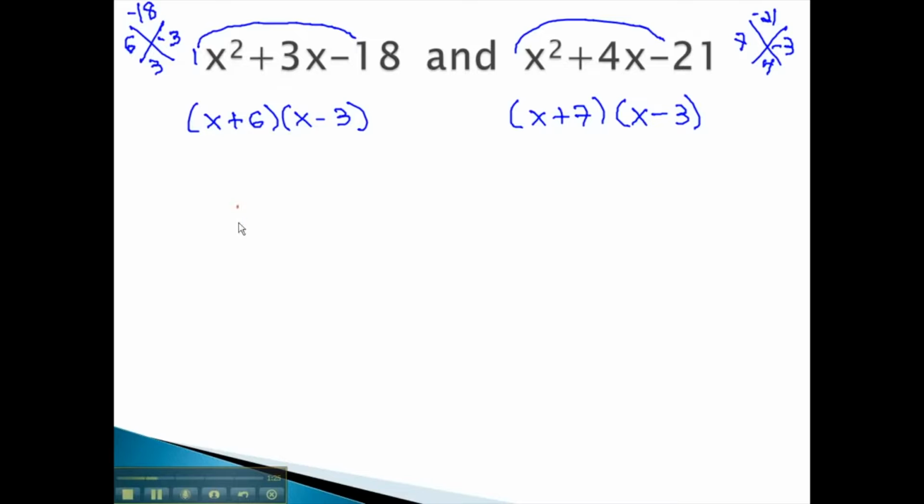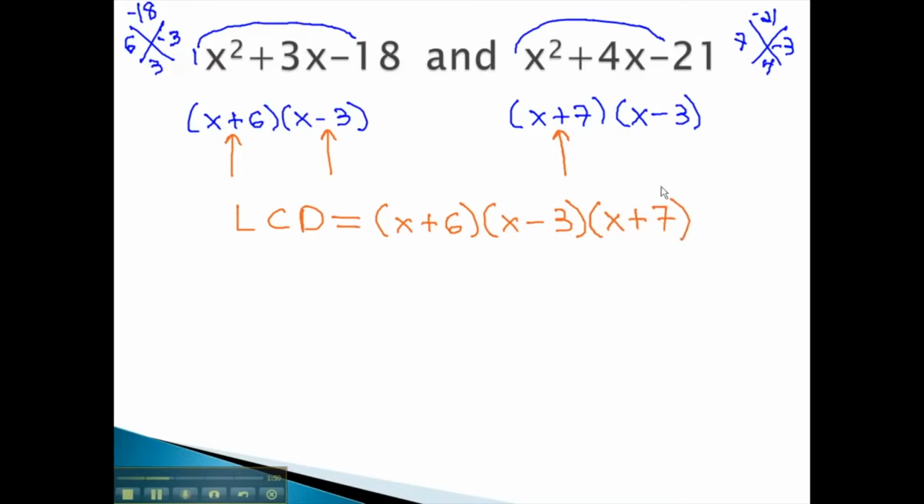Now that it's factored, we can find the least common denominator, or least common multiple, by listing out all the factors with highest exponents. We see we have a factor of x plus 6. We also have a factor of x minus 3. We also have a factor of x plus 7. Notice, however, we already have x minus 3 in our list. Thus, there is no reason to list it twice.